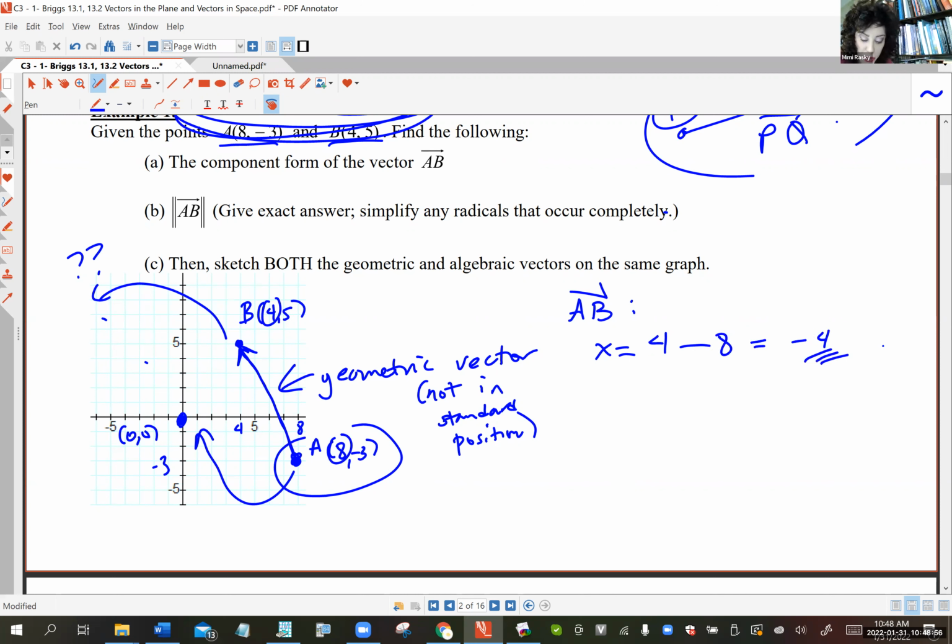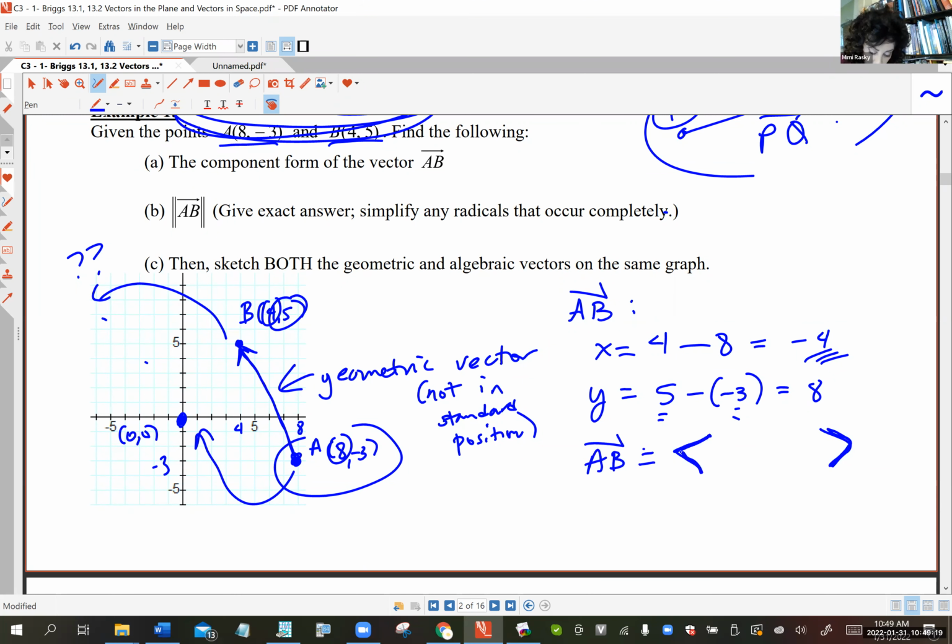And the new Y coordinate, terminal minus initial here, will be the terminal point B's Y coordinate, which is 5, minus the Y coordinate of the initial point, -3. But 5 minus a -3 is 8. So what we're saying here is that AB is going to be the vector, use angular brackets here now, this is important, with -4 and 8 as its scalar components.